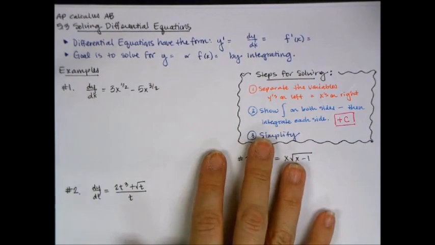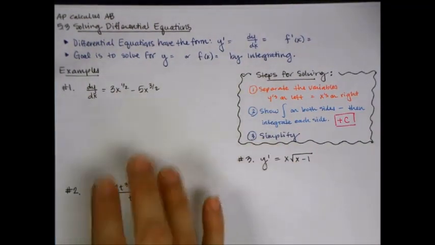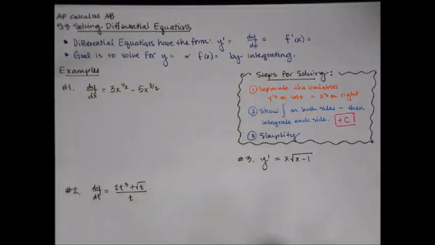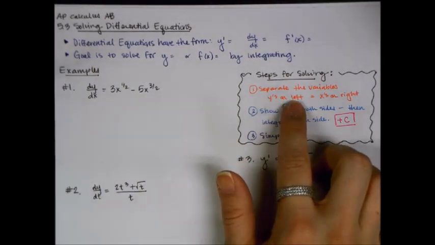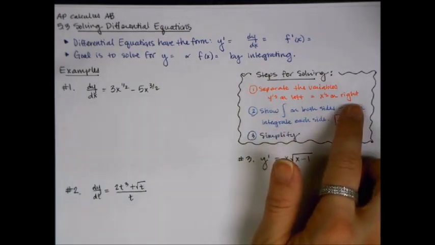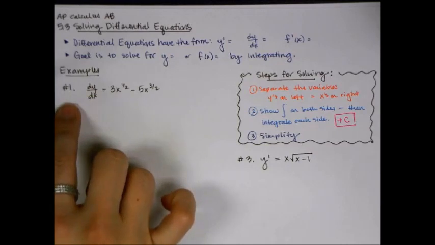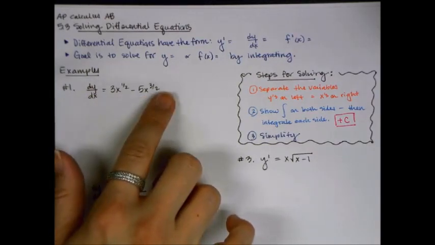So in our steps for solving, it's pretty simple. It's really just going to be a lot of setup and getting it ready to be integrated. One of the biggest things that you have to do is separate the variables. You want your y's on the left and your x's on the right. You can see in problem number 1, the only thing we're going to have to do first is move dx over to the right side.